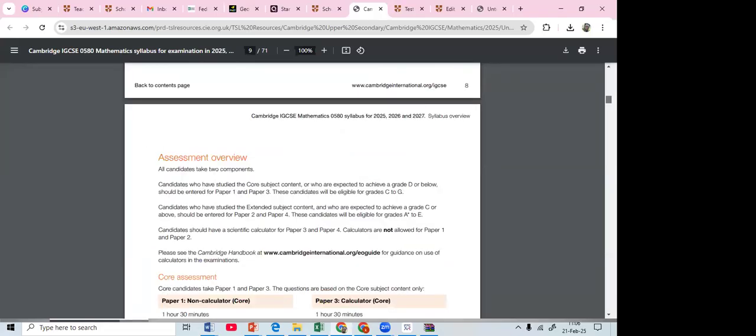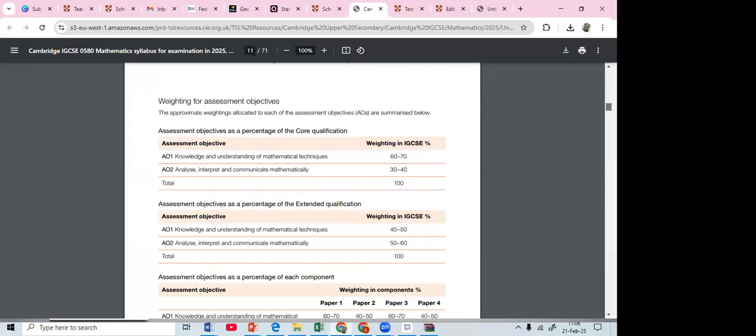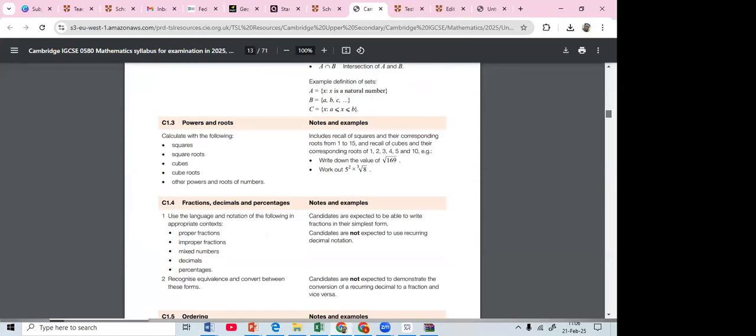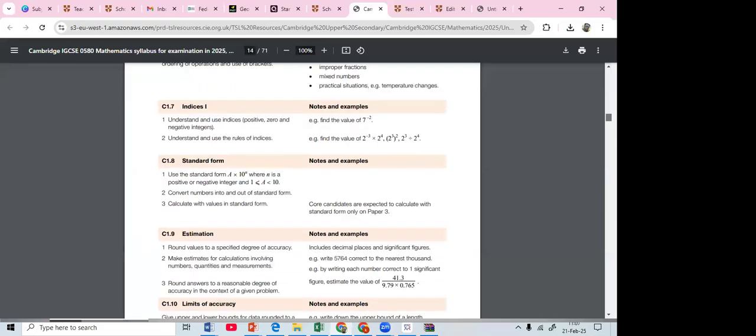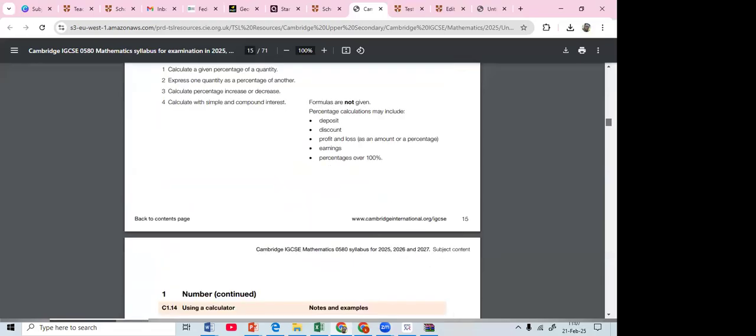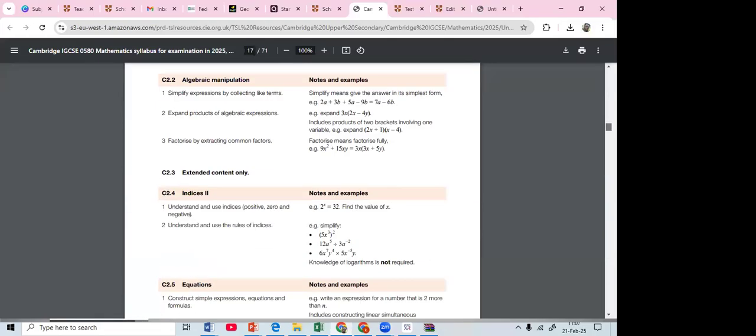And when you look at these subjects, you are going to notice one thing, that the syllabus will clearly tell you that this content is for core. This content is for extended. So you read it through, then identify that this is core, this is extended. When you see extended content only, it means you only teach it to people who are doing extended. Then for core, you teach everything.